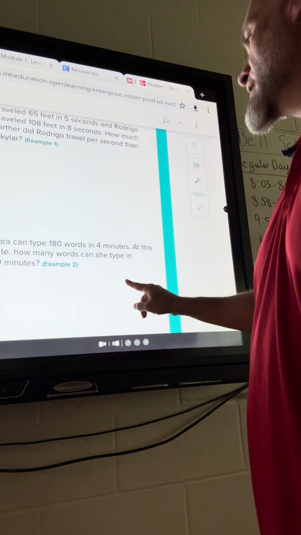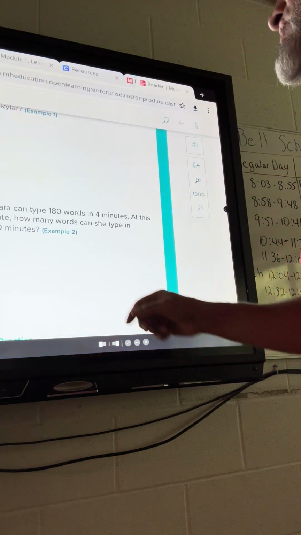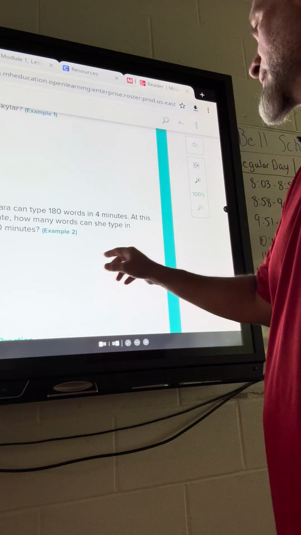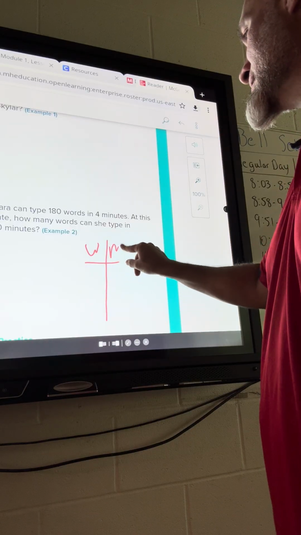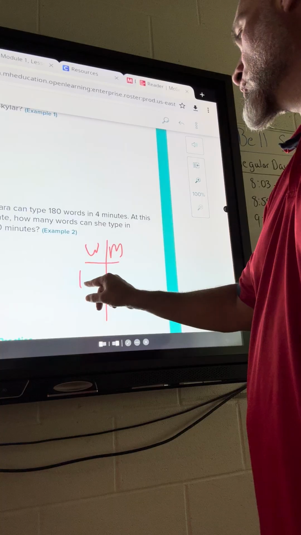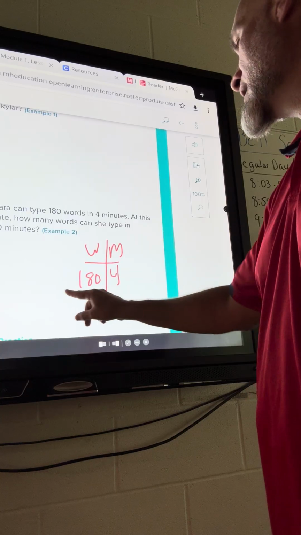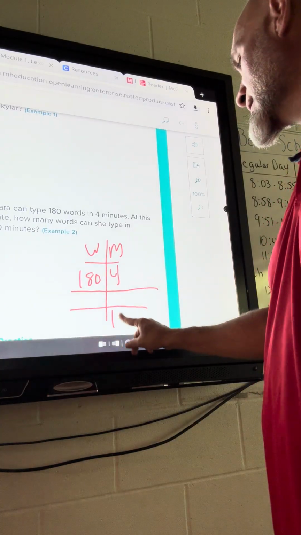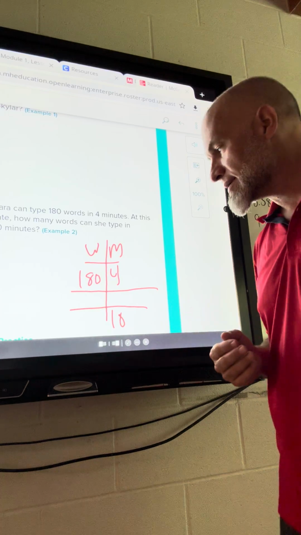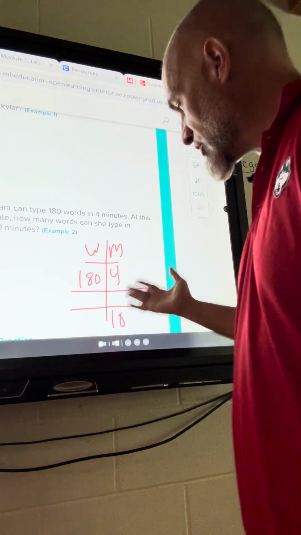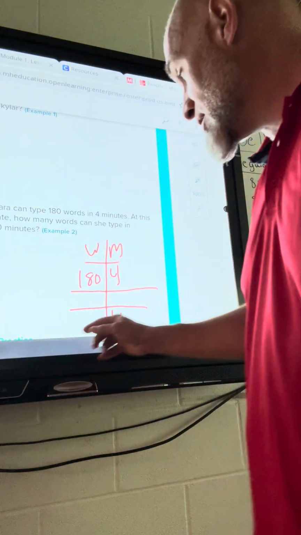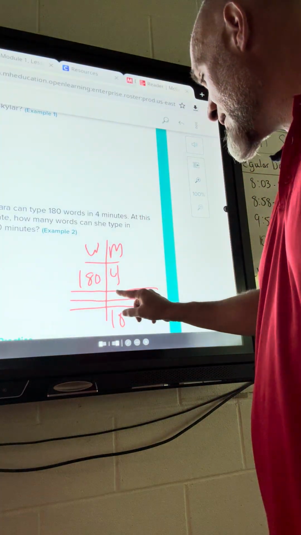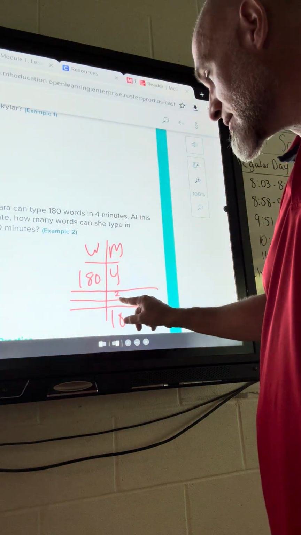Number 4. Tara can type 180 words in 4 minutes. At this rate, how many words can she type in 10 minutes? So again, you're gonna set up a table, you're gonna have words per minute, you're gonna have 180 words for 4 minutes. We wanna figure out how to get to 10. So you want to increase, all right? So what can you multiply 4 by to get 10? You might know that, or you might have to cut it in half and then double it.